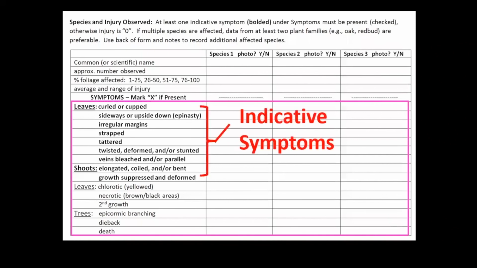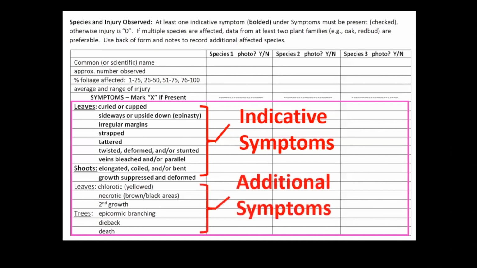So the indicative symptoms are bolded on the form, and they're listed first. We'll just mention that they're divided into two groups in a moment. And then the additional symptoms are listed second on the form.